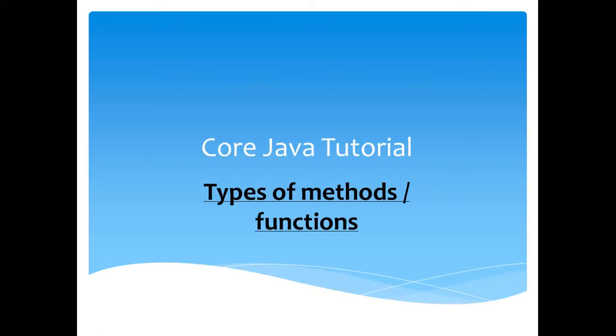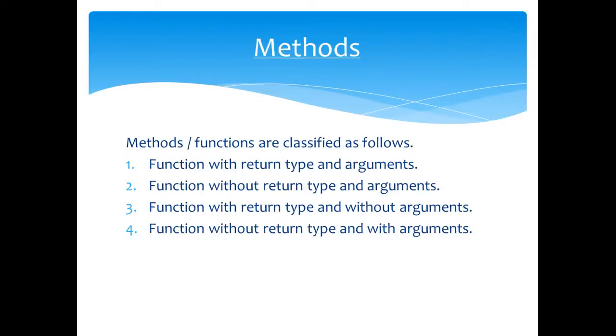In this part we are going to learn about what are the different types of functions or methods available in Java. A function or method can be classified into four categories based on the presence or absence of the return type and arguments. Based on this, methods or functions in Java are classified into four categories.